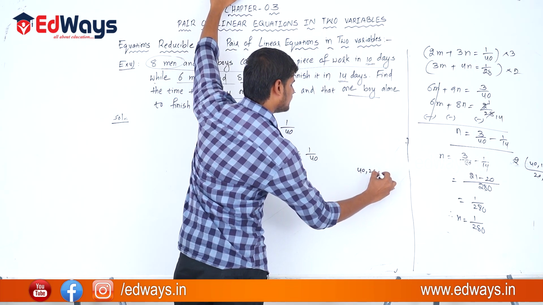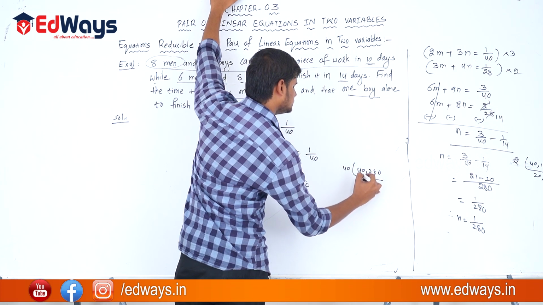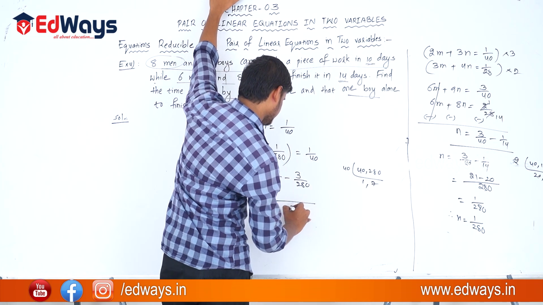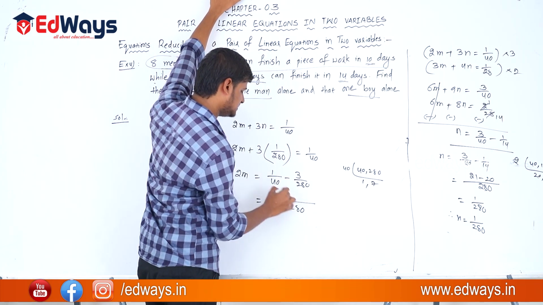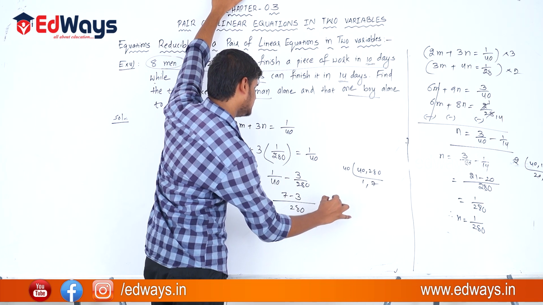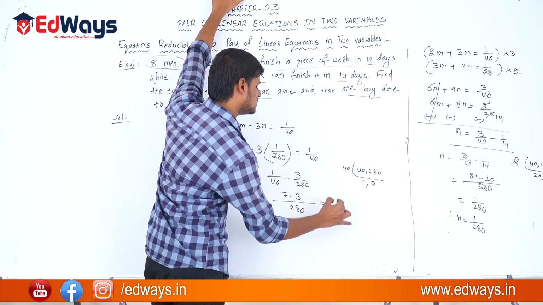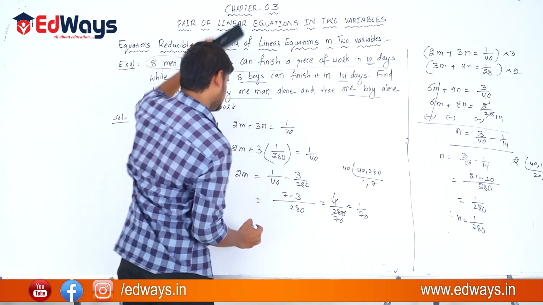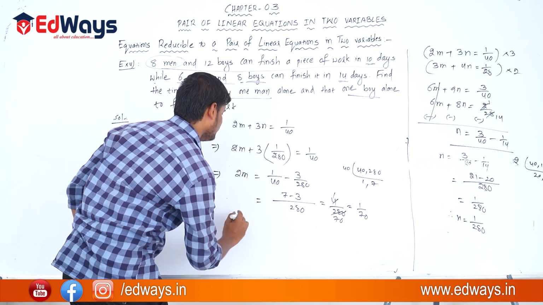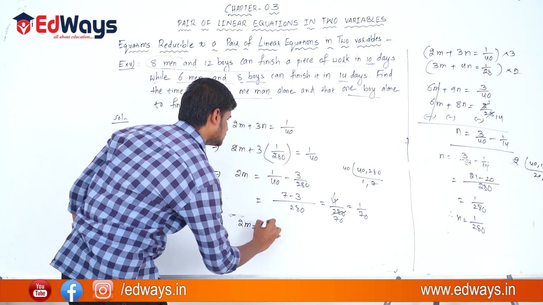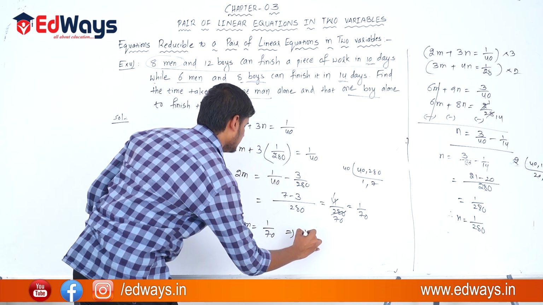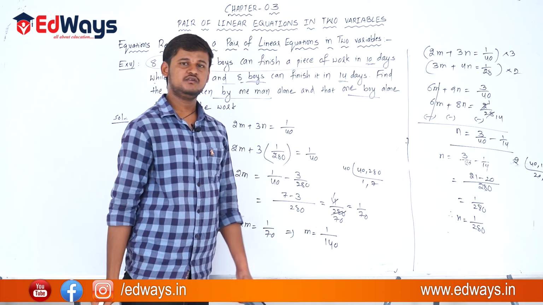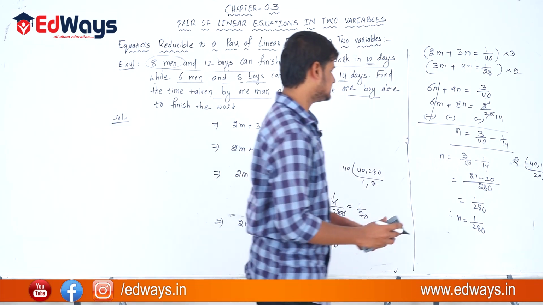What's the LCM of 40 and 280? It goes 1 time and 7 times, right? So 280 is the LCM again. 280, it goes 7 times. 7 minus 3, that is 4 by 280. 4 1s are 4, 4 7s are 28, so 1 by 70 is the 2m value. So 2m is equal to 1 by 70. From here m is equal to, if the 2 comes to this side, 1 by 140. These are the calculations I am doing.